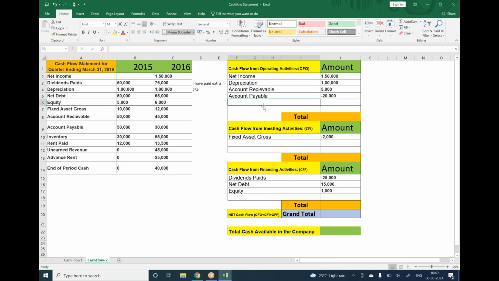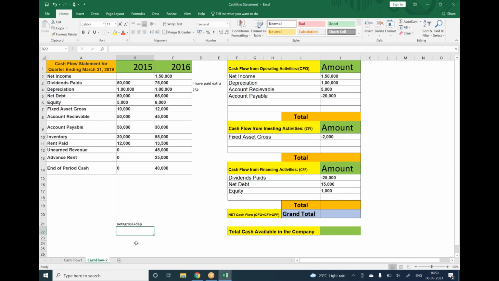Sir, in this, it is given fixed asset in gross. What if it's given in net? Then we have to add depreciation and then write it. Net plus depreciation will be your gross. Right. Gross minus depreciation is your net.